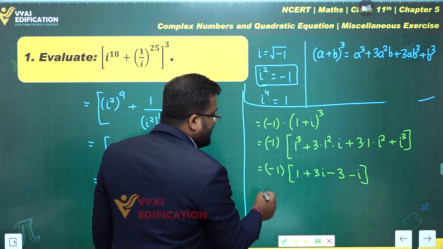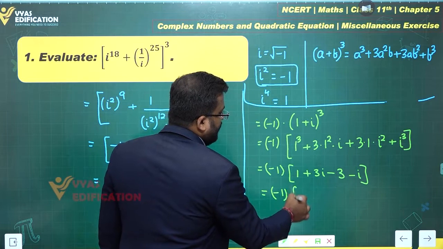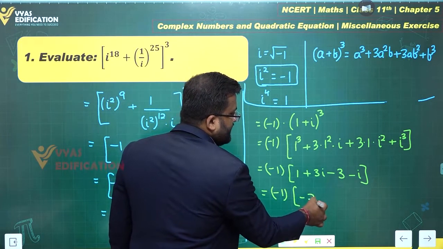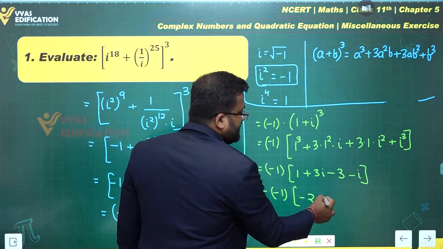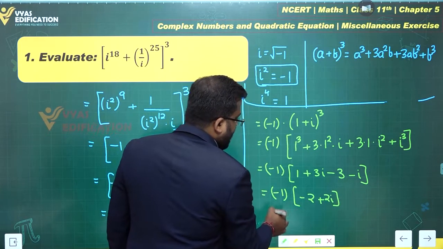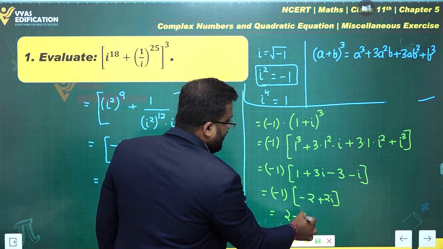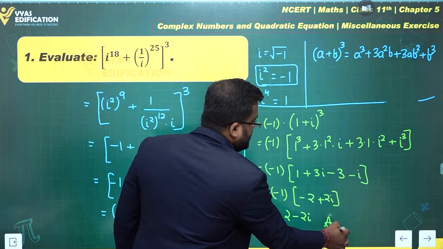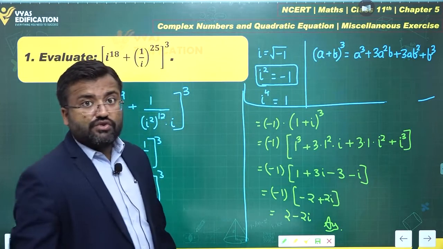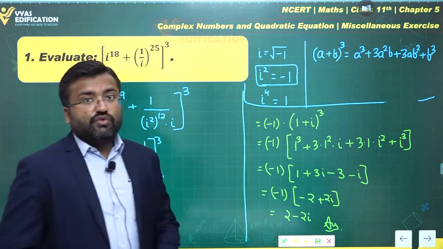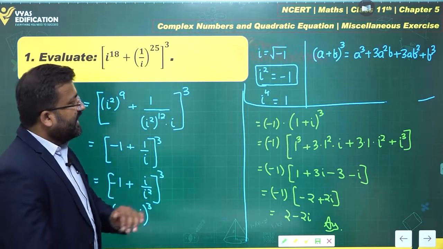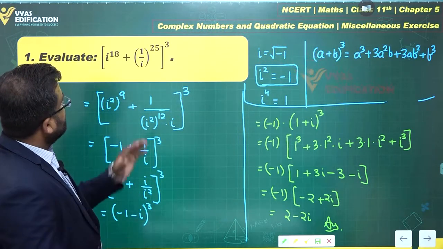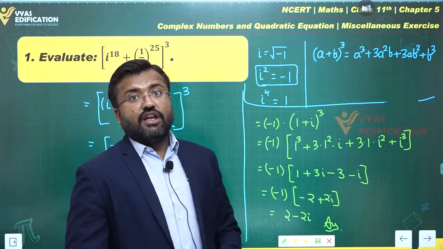Now take the real parts together, the imaginary parts together, and what you will get is 1 minus 3, which is minus 2, 3i minus i, which is 2i. And on simplification, this will give me 2 minus 2i, which is my final answer for this question. This is 2 minus 2i, as you can clearly observe over here. And yes, that is all in this question over here.